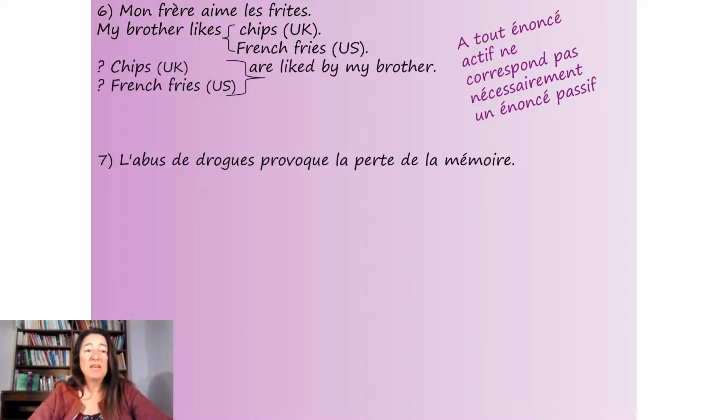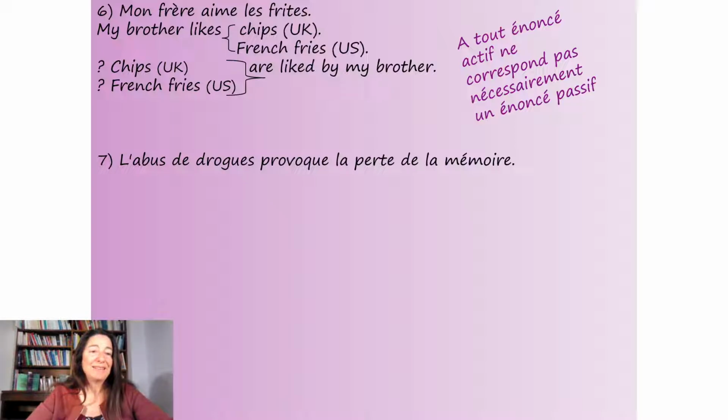Well, that would be chips in British English or French fries in American English are liked by my brother. But would we really use such a sentence? It doesn't seem very likely. And therefore, the first point that we'd like to make is the fact that not every active sentence has a corresponding passive sentence.